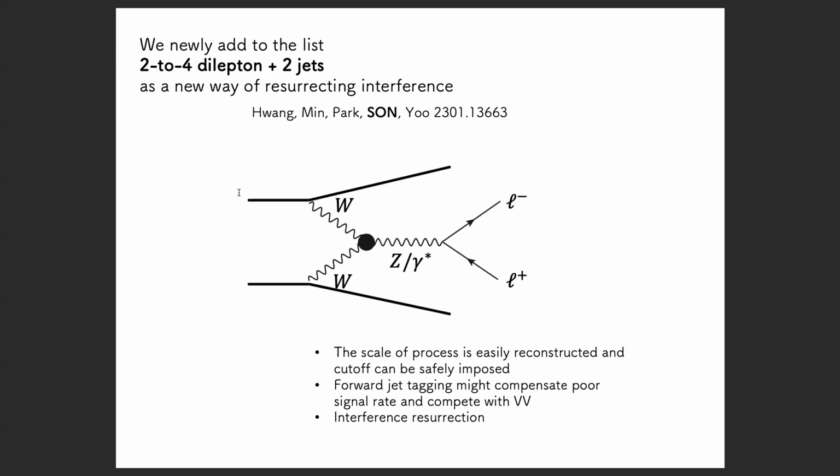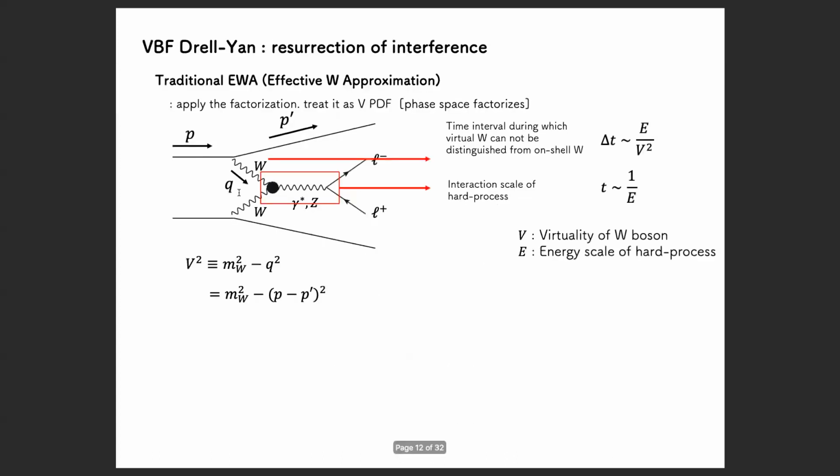And also, this is a vector boson fusion. Compared to the QCD induced diboson process, the cross section is smaller by a factor of 10, but the boson tagging probably can help to reduce the background. And most importantly, from the theoretical viewpoint, in this process, we argue that the interference can resurrect, even in an inclusive cross section. That is something we found. When you talk about this process, you have to carefully deal with the traditional effective W approximation. Okay, so this is about the factorization.